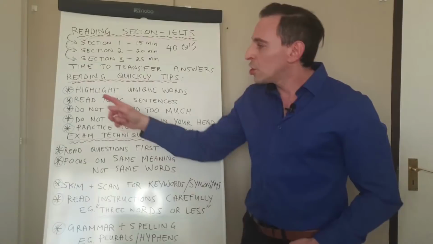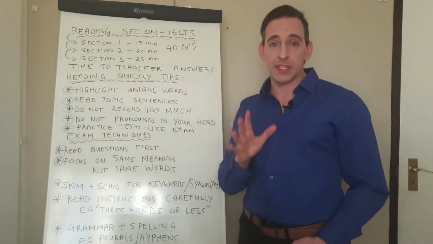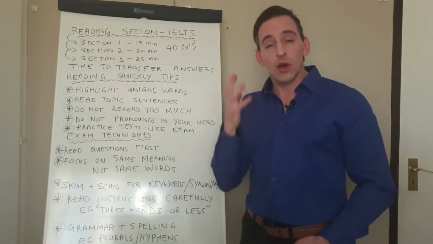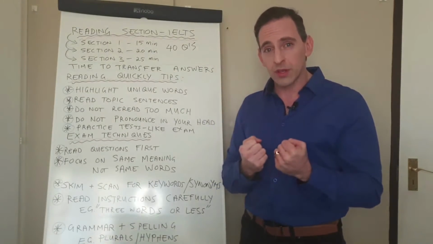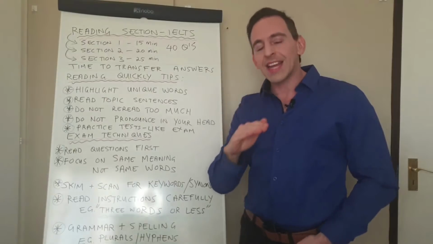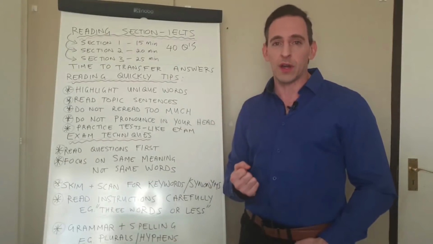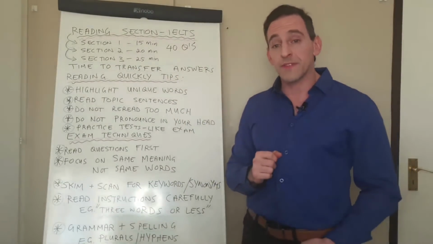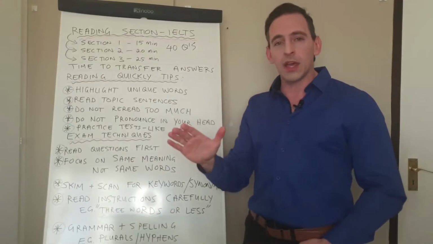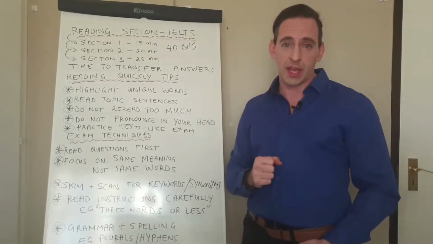Tip number 3, do not reread too much. This is a common mistake that people make. They want to understand everything, and if there's one sentence or one paragraph that they are struggling with, they'll stay there and they'll try to figure out what it's saying. But that is wasting your time. If you don't understand it after a minute, you have to move on, because you are wasting the time for those 40 questions. So don't reread too much. If you have time at the end, when you've done all the questions you are confident about, then you can come back and try again.